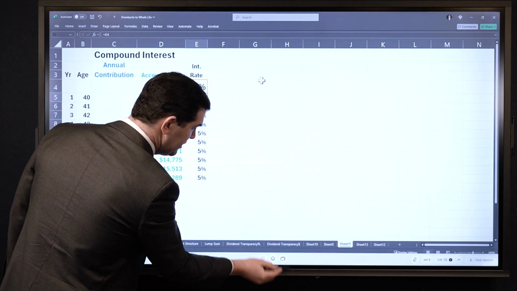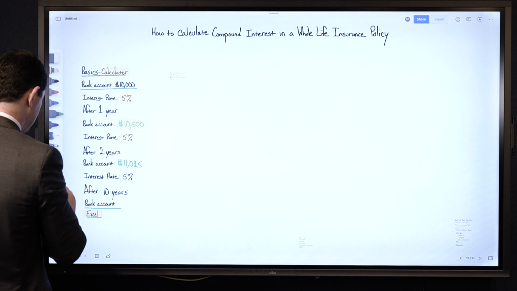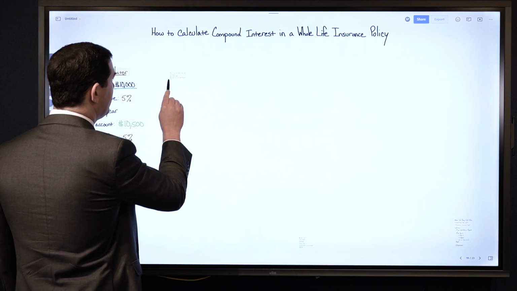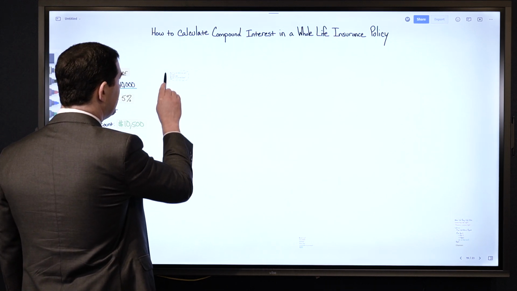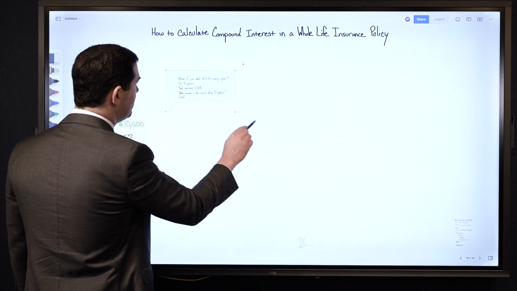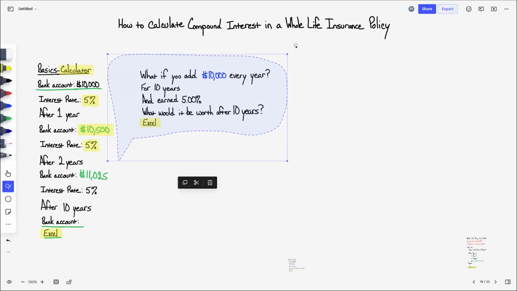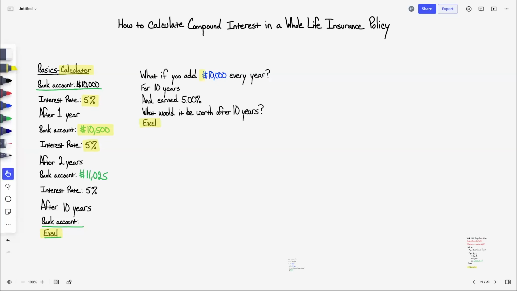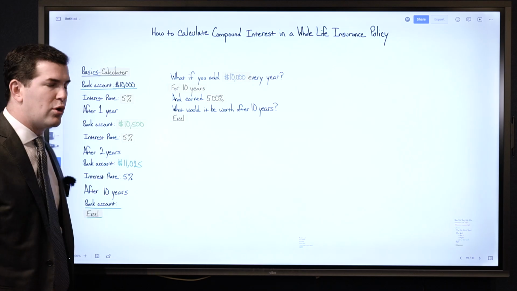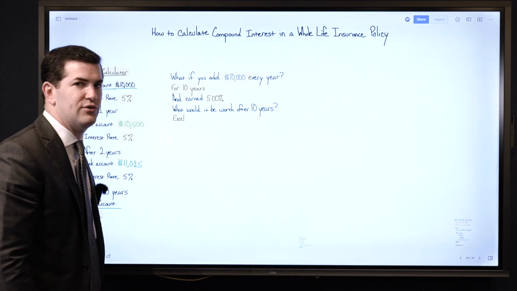Step two is adding money to it. So let's pretend you've got that same account. We're going to look at the same 10-year period, but now you're going to add money to it every year. And we'll pretend that you add $10,000 every year to your bank account for the next 10 years. We'll assume you get the same 5%. What is it going to be worth after 10 years?